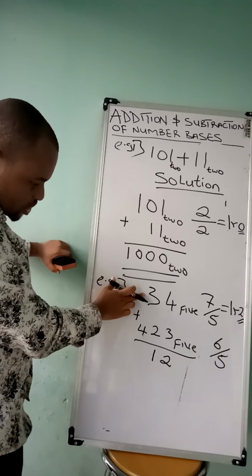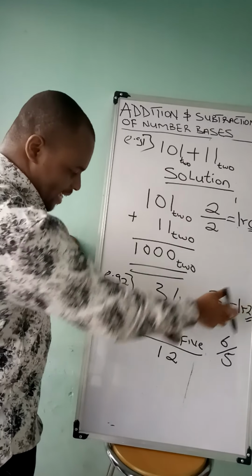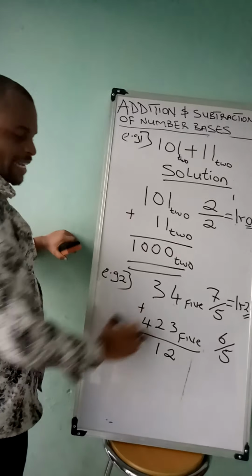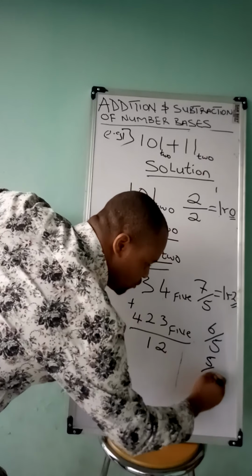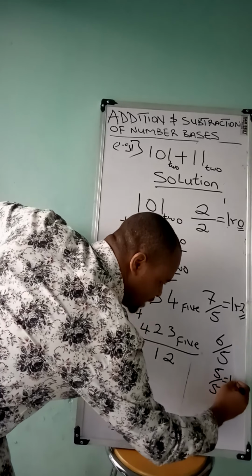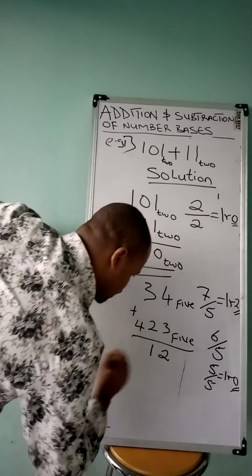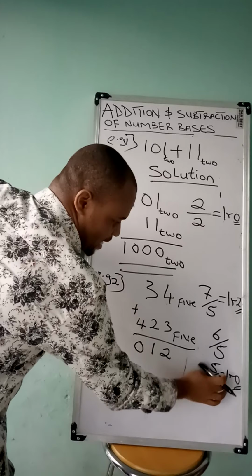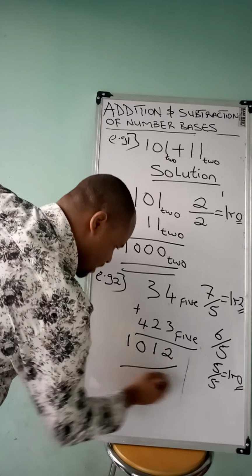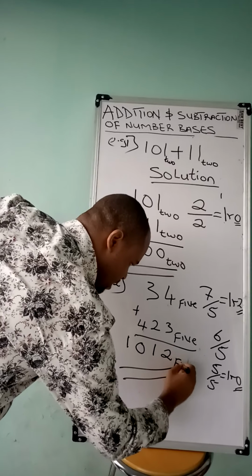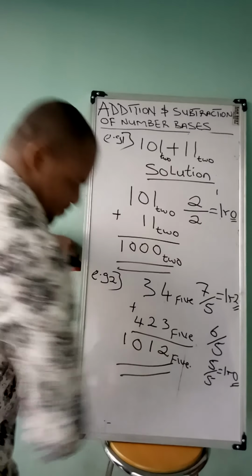No number here, so it's 0 plus 4 is 4. Plus the 1 I carried is what? 5. I cannot have 5 in base 5, so I'll also divide. 5 over 5 is 1 remainder 0. I'll write my remainder, which is 0, and carry 1. It is that last one I'll now put here. This is my answer in base 5.